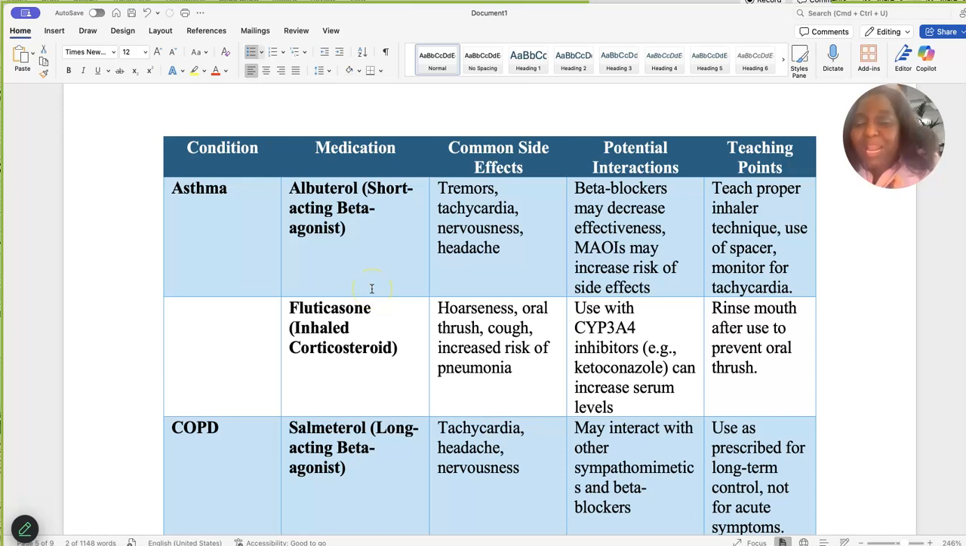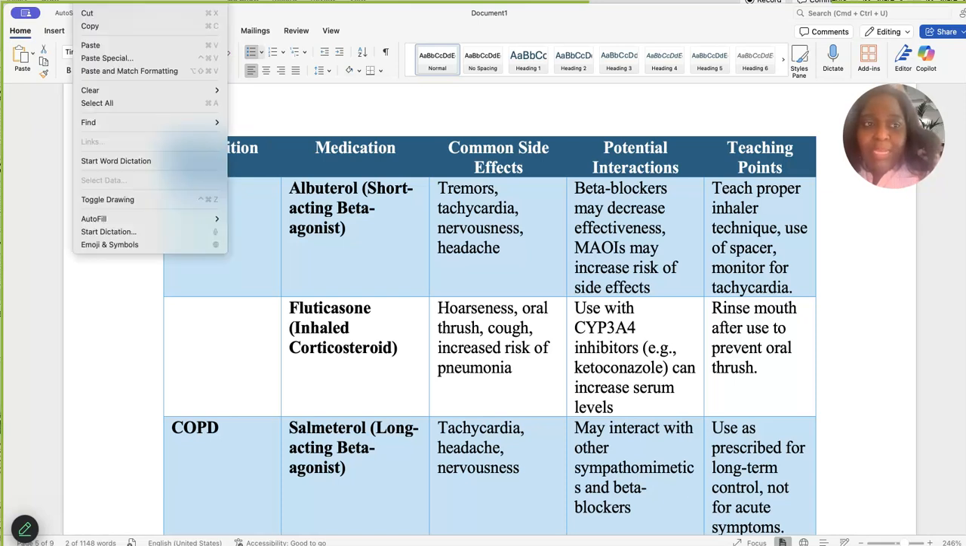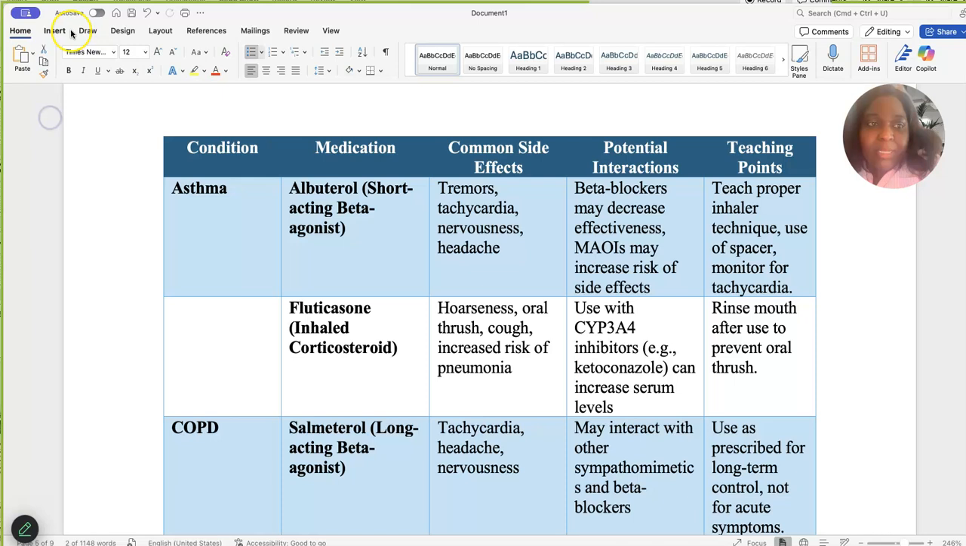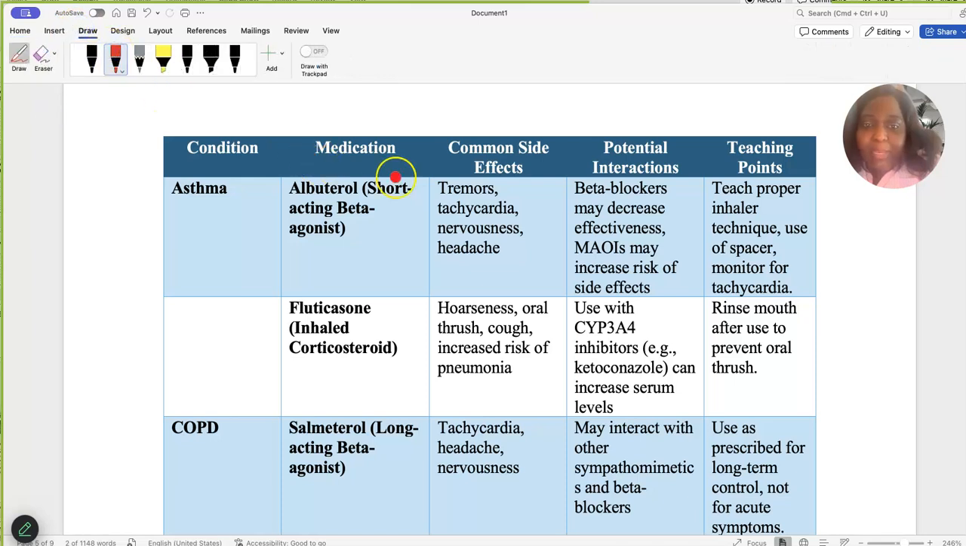So for asthma, what are the things we need to watch for? I'm going to make sure I circle here so you will know exactly what to focus on or what frequently shows up on any exam. That way, hopefully I can narrow it down for you. Just give me a second here. Let me pick up my pen, okay?